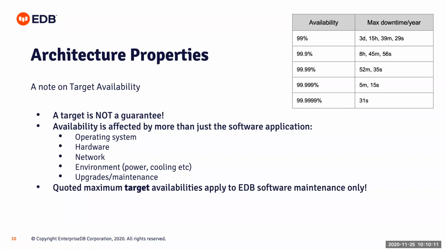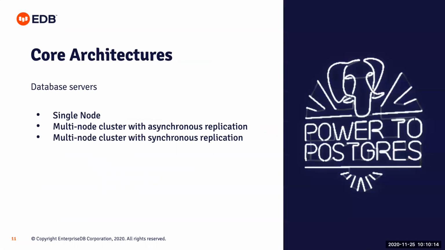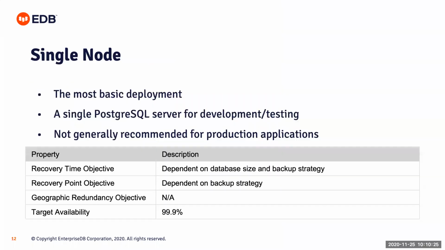So on to the core architectures: single node, multi-node, and multi-node with respectively asynchronous and synchronous replication. A single node is the most basic deployment you can do of a database. You're running just one server. We do see some organizations running this on very non-critical databases in production, but usually deploying a single server is something that you do for development and testing purposes.